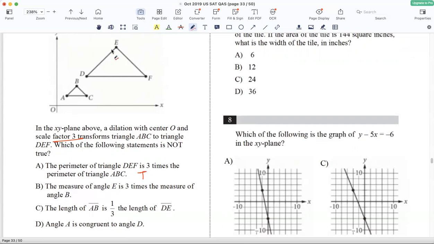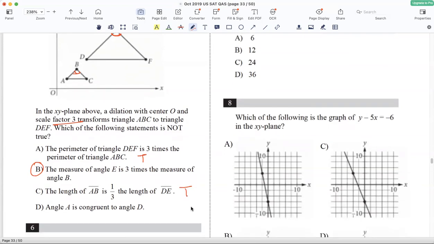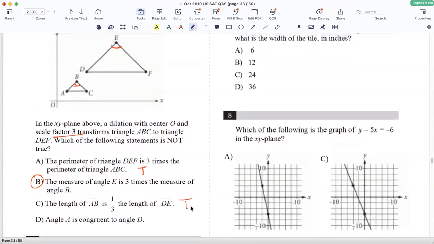The two triangles are similar. So angle E and angle B are the same. So this is not true. So this should be my answer. The length of AB is 1/3 the length of DE. Yes, that is true because the scale factor is 3. So AB is 1/3 the length of DE. And angle A is congruent to angle D. Yes, again, the two triangles are similar. So A and D are equal. So this is true.